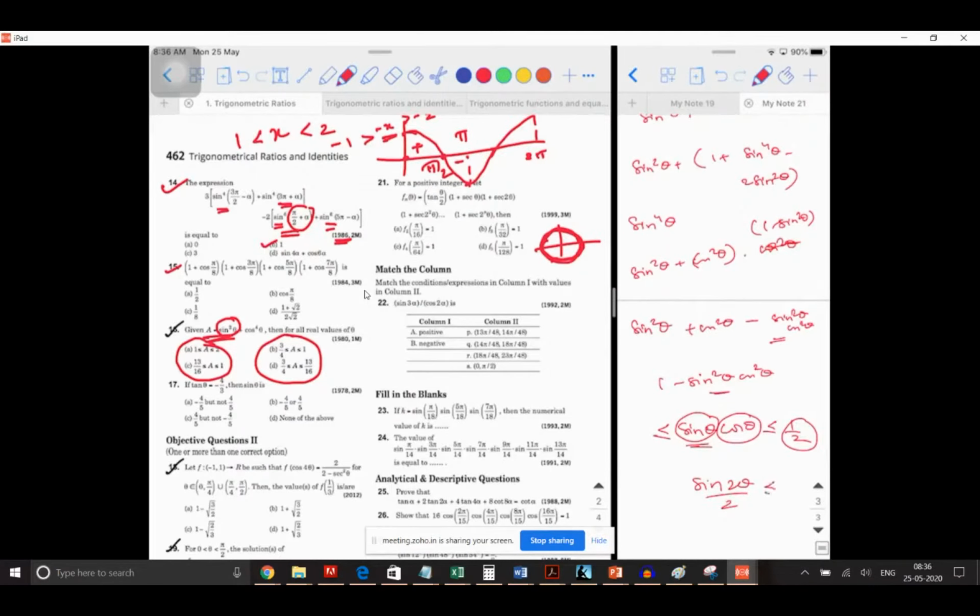Sin 2 theta by 2 will be greater than or equal to minus half and less than or equal to half. If the denominator was not there, the range of sin would be between minus 1 and 1, so dividing by 2 on both sides gives minus half and half. Now you can take the square of it. When you take the square on both sides, what will you get? 0 is less than or equal to sin square 2 theta divided by 4, which is less than or equal to 1 by 4. But what is it that you need? You need to do the manipulations.